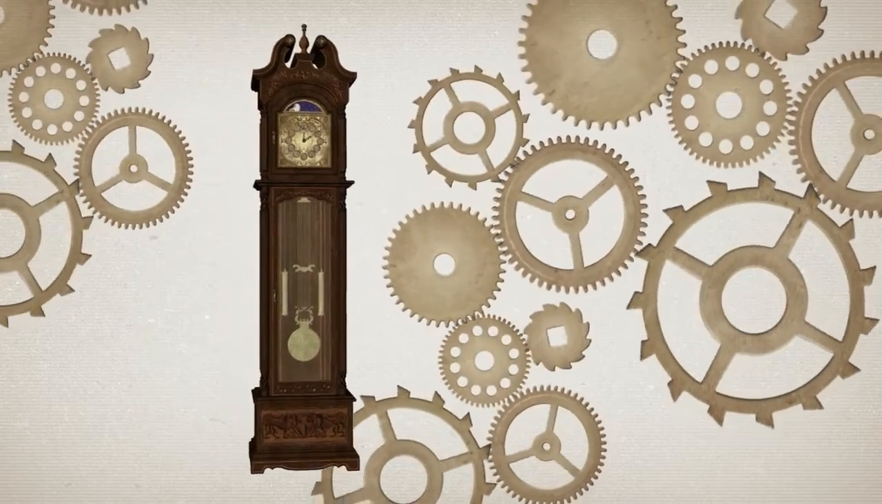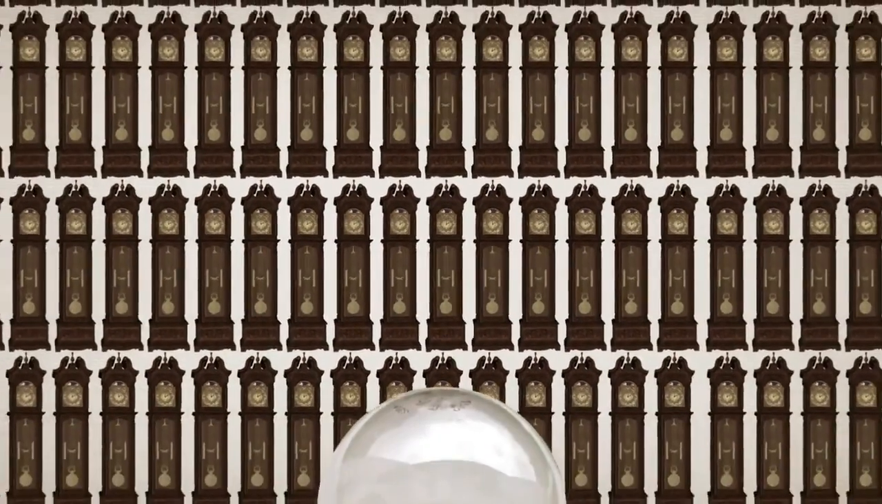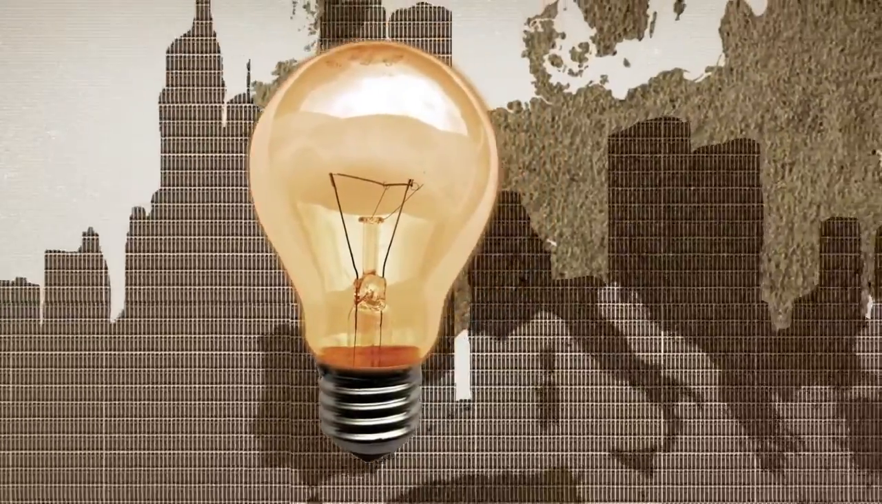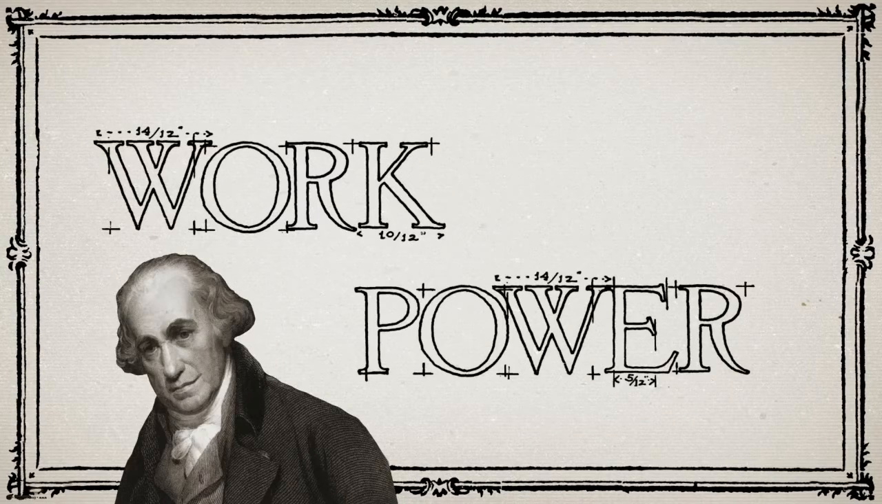This clock uses so little power that you could run almost 300,000 clocks using the same power it takes to run one 100-watt bulb. That's right, you could run a clock in every house in a medium-sized city with that much power. That's a pretty amazing conclusion, and it took knowledge of work and power to figure it out.